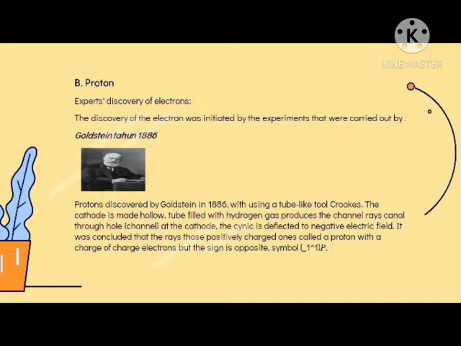The cathode is made hollow. The tube filled with hydrogen gas produced canal rays through the hole in the cathode. The rays were deflected toward the negative electrode. It was concluded that these rays are positively charged, called a proton, with a charge equal to the electron but of opposite sign. Symbol 1p1.